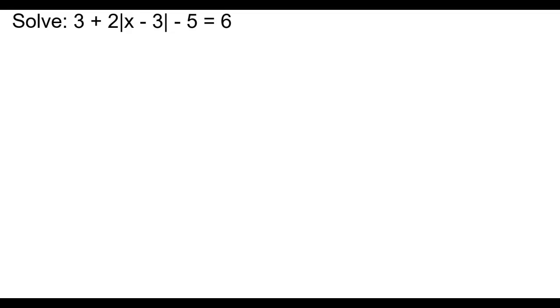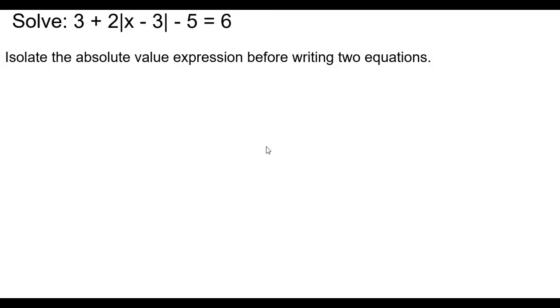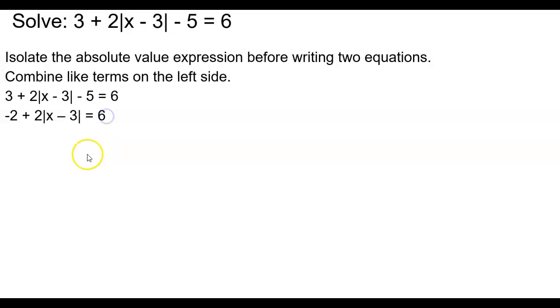We're going to solve 3 plus 2 times the absolute value of the quantity x minus 3, minus 5, equals 6. There are some steps to this. First, you'll notice on the left side we have a 3 and a minus 5, both on the outside. We need to isolate the absolute value expression, so we first need to deal with those like terms. They're both constants, so I can put them together. The 3 minus 5 gives us -2. So I have -2 plus 2 times the absolute value of the quantity x minus 3 equals 6.